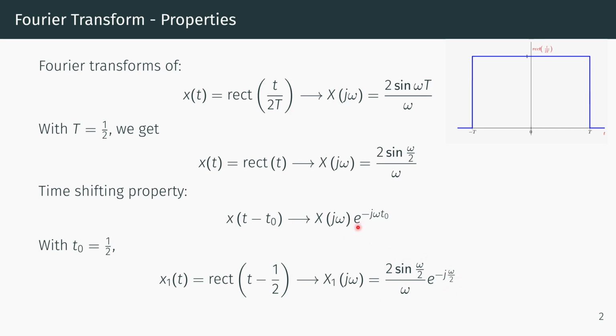Why? Because we are using the time shifting property. So pay close attention to this. Here x of t is our rect of t, whose Fourier transform is X of j omega, which is 2 sin(omega by 2) by omega.